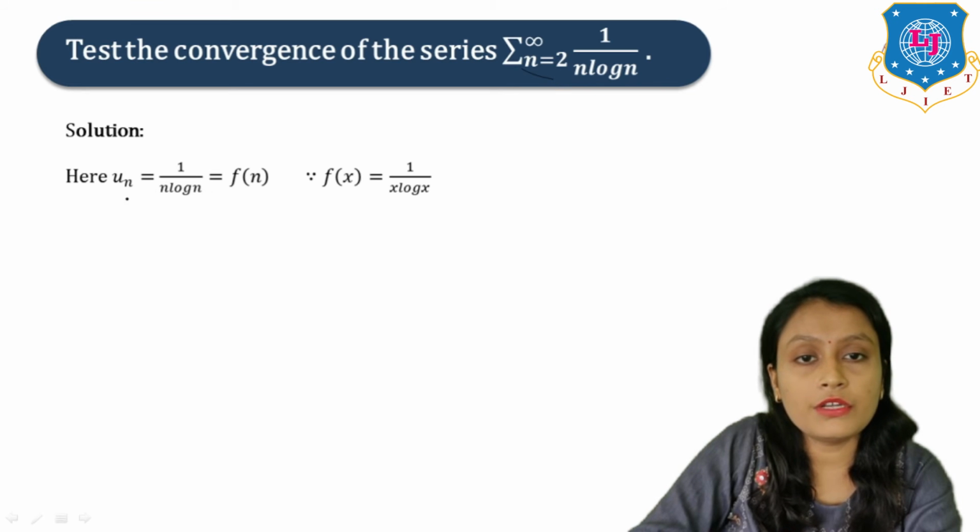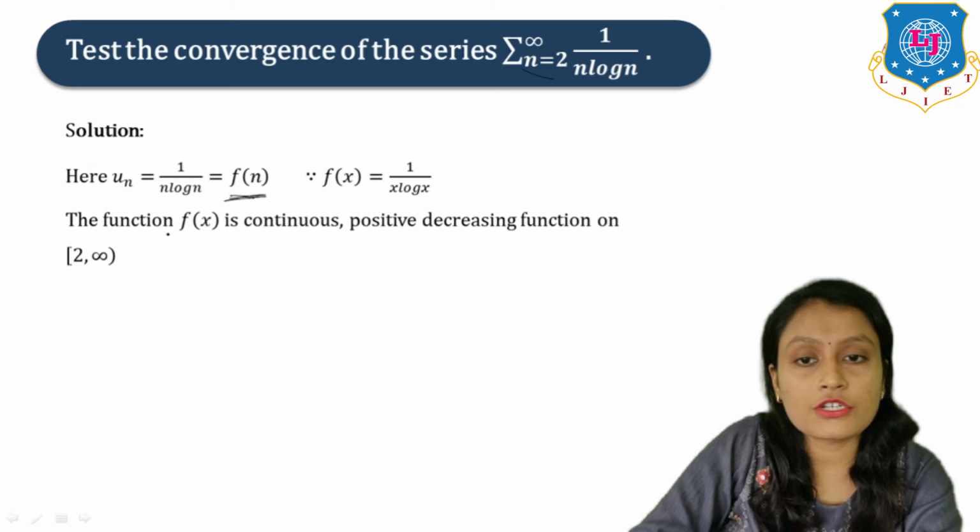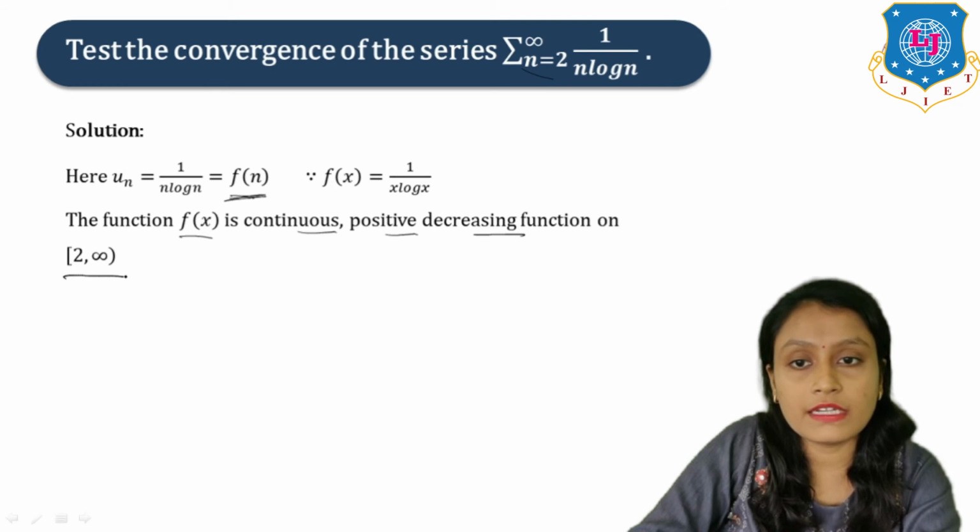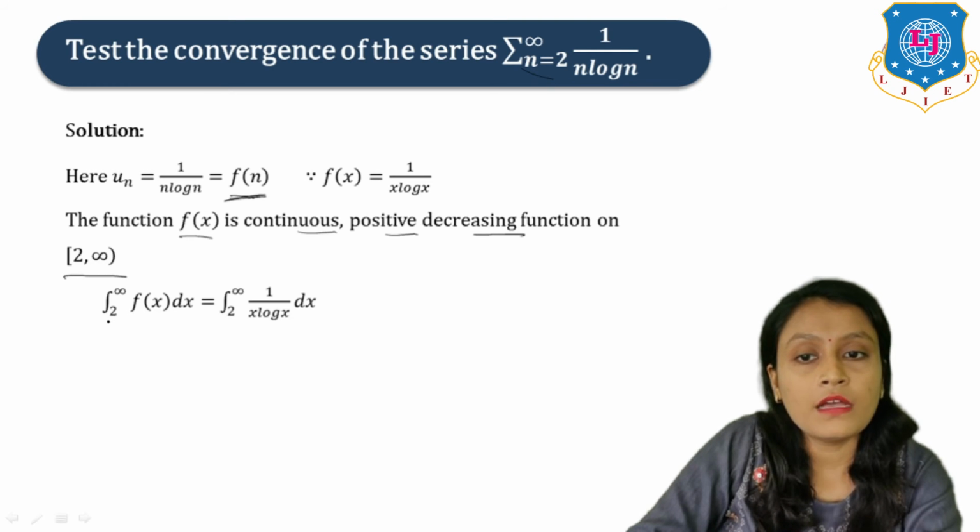Okay. Now here un is given, that is 1 upon n log n. This is your function of n, f of n. So firstly we will write in the form of f of x. So it is 1 upon x log x. Okay. Now this function f of x is continuous, positive and decreasing function in the interval 2 to infinite. Right. So we will find this integration 2 to infinite f of x dx. Okay. Now the answer of f of x, that is 1 upon x log x dx.